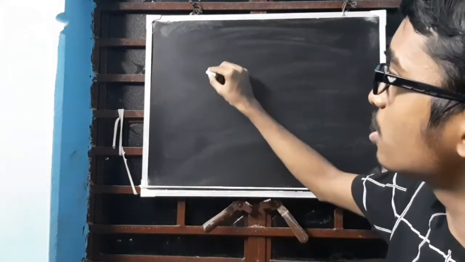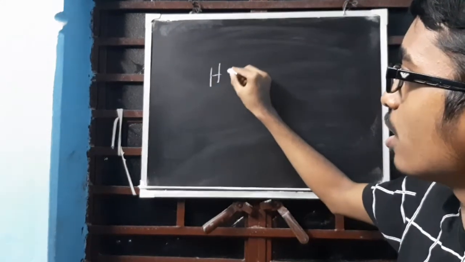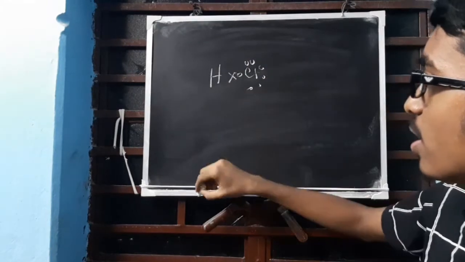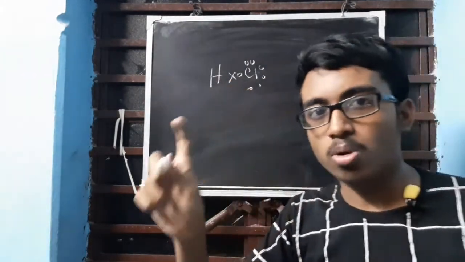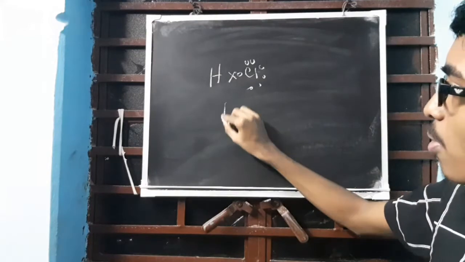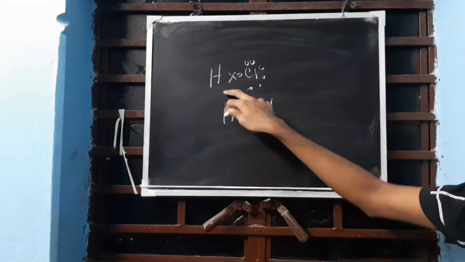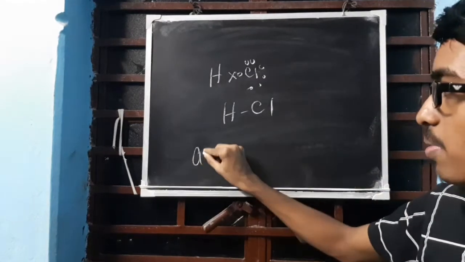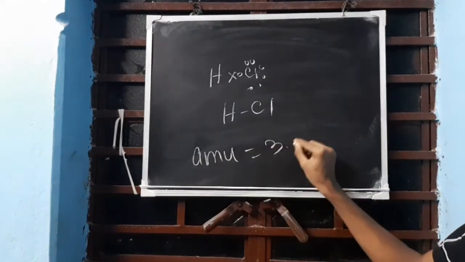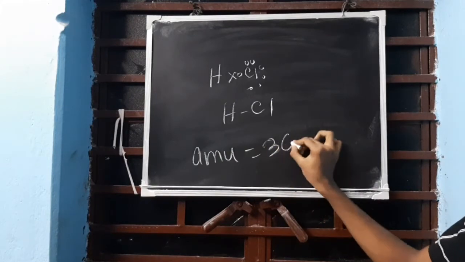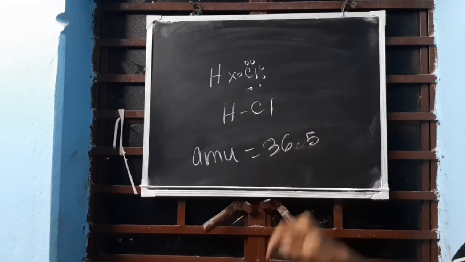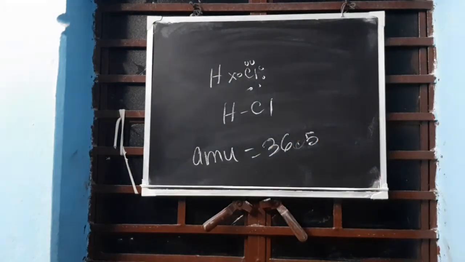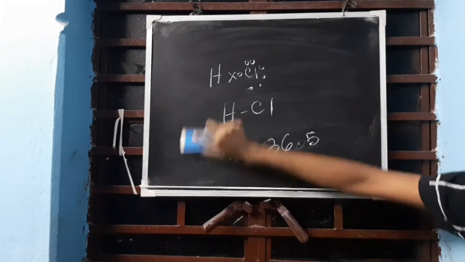Everyone knows the structure of HCl. So H, then there is Cl, with 1, 2, 3, 4, 5. Clear? I have given a space here because it is a polar compound. And the bond line representation is H-Cl, and this is the electron dot diagram representation. Clear? Next comes the AMU or weight, that is 36.5. Clear? Molar mass is 36.5 gram. Basic information about HCl.